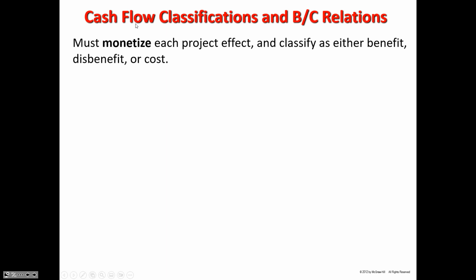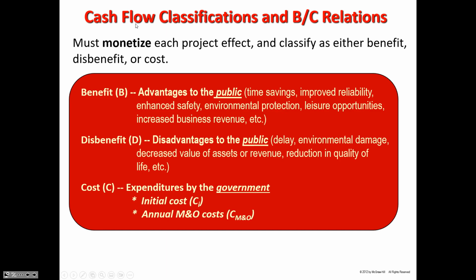Each aspect of a project's effect is going to be monetized, meaning for all of the benefits and disbenefits, we're going to try to translate it into a dollar value. Just to use some terminology here, a benefit is seen as the advantage of a project to the public. Some examples of an advantage are saving time, improvements to reliability, improved safety, environmental protection, leisure, and increased business revenue. All of these would be advantages that arise when you do a project.